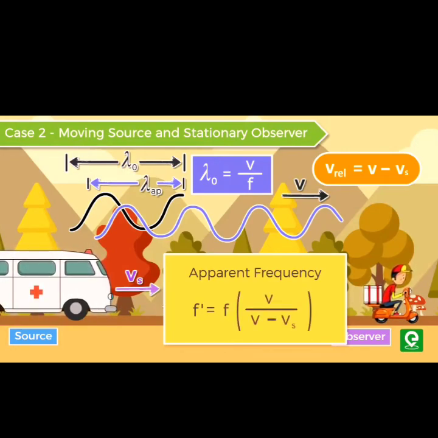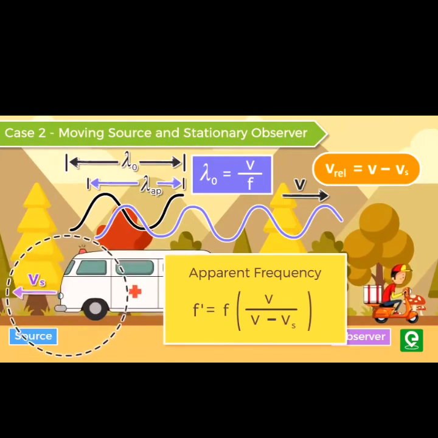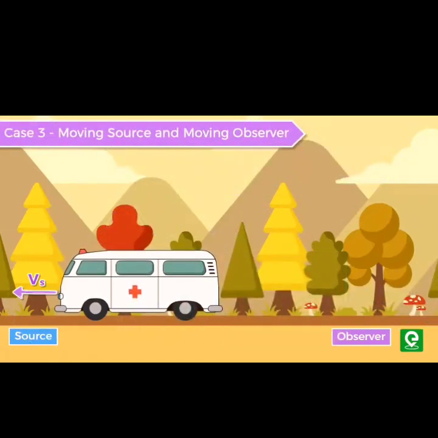Similarly, if the source is receding away from the observer, the relative speed of sound is equal to v plus vs, and the apparent frequency heard by the stationary observer, f dash, is equal to f into v divided by (v plus vs). Case 3. Moving source and moving observer.